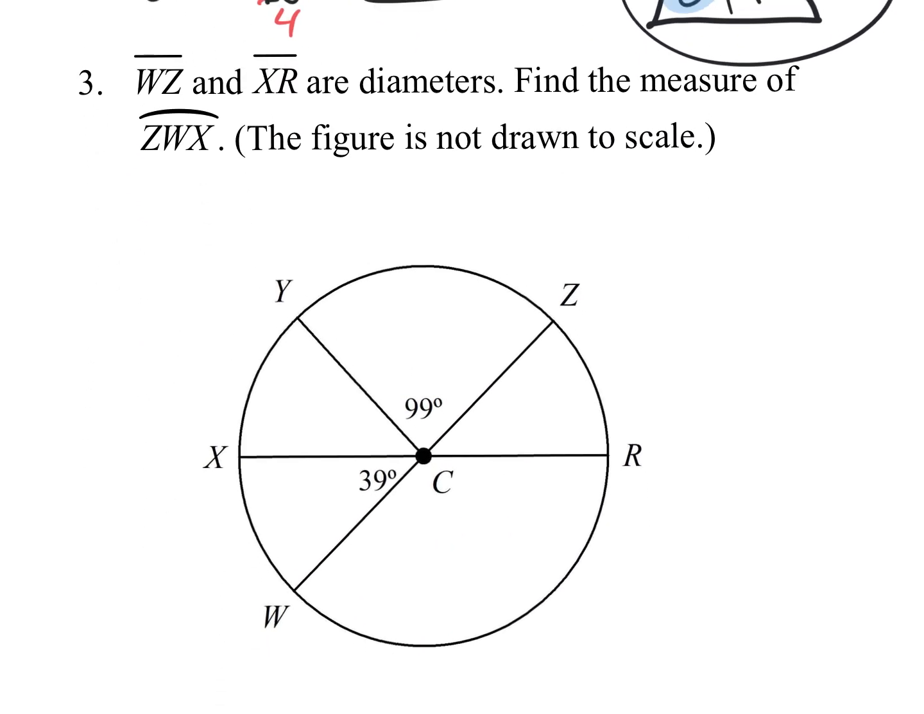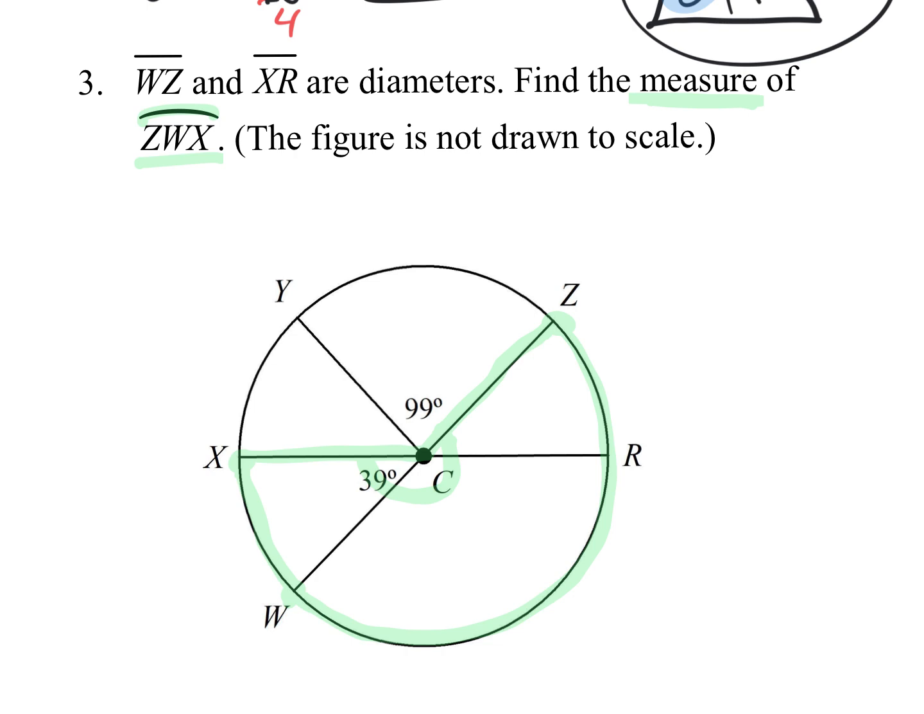WZ and XR are diameters. Find the measure of arc ZWX. Okay, let's first make sure we know what we're talking about. This is an arc measure of ZWX. So start at Z, go through W, and then to X. So what we're talking about is this arc right here. And when they say measure, measure is the same thing as an angle. So it's just an angle measure.